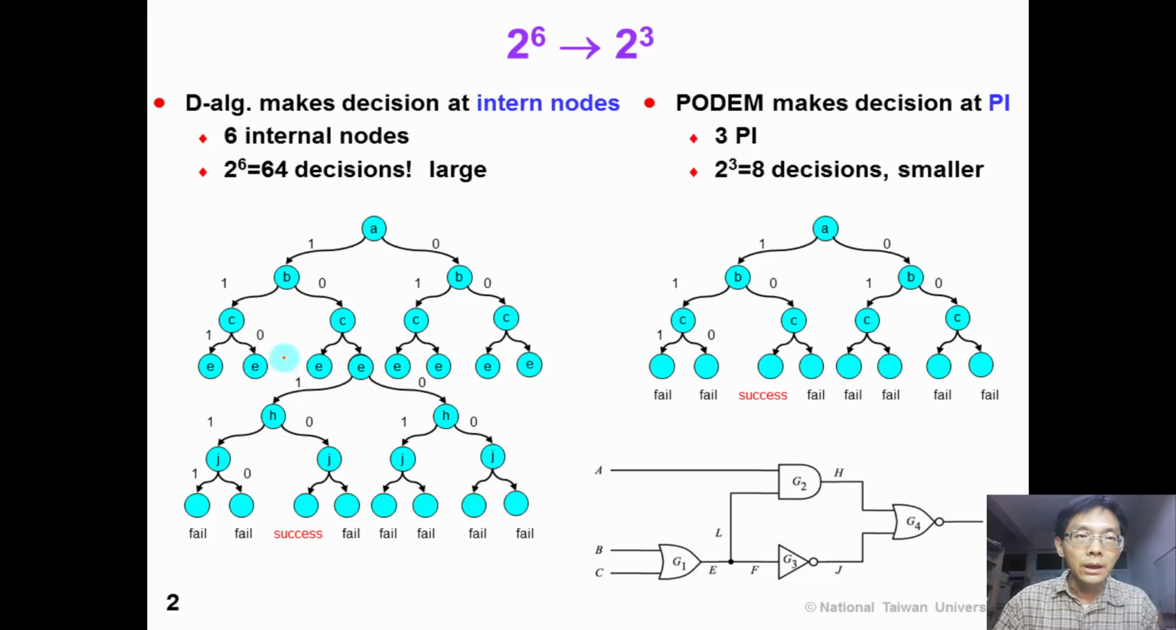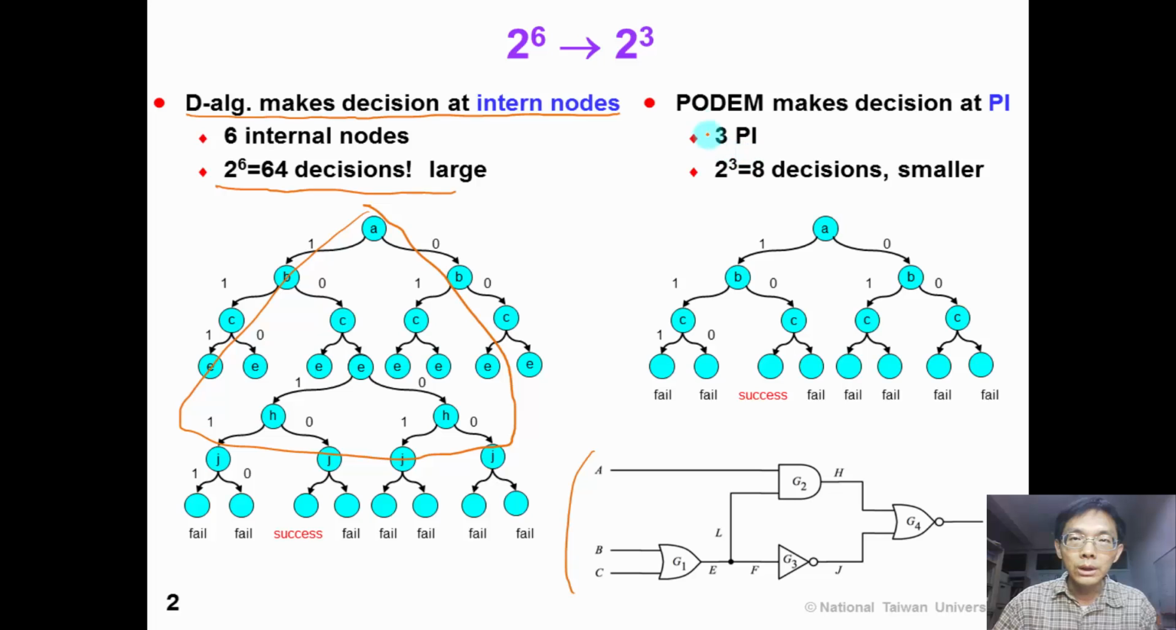If you find that the algorithm is very difficult to understand, please don't be frustrated. The algorithm is indeed very difficult because it makes decisions at internal nodes. For this small example circuit, which has 6 internal nodes, we have 2 to the power of 6 equal to 64 decisions to make. This is a huge decision tree.